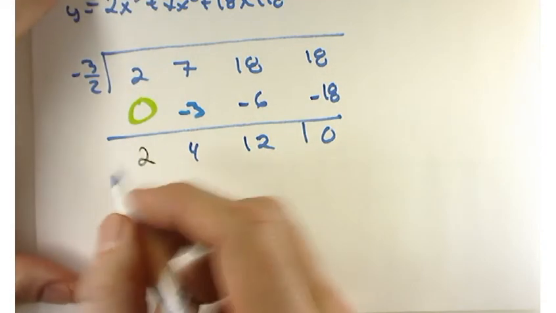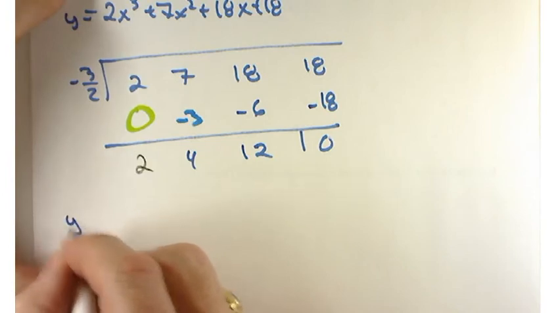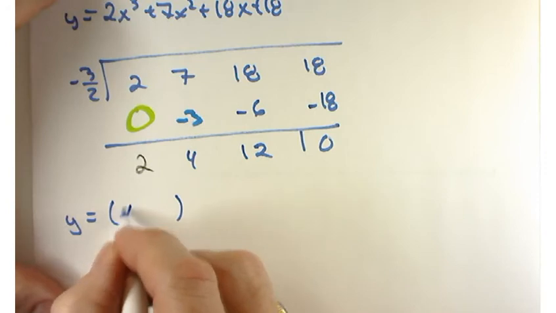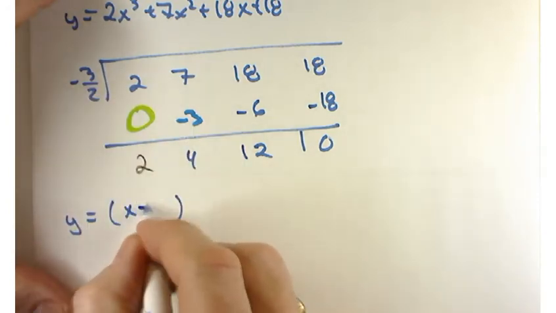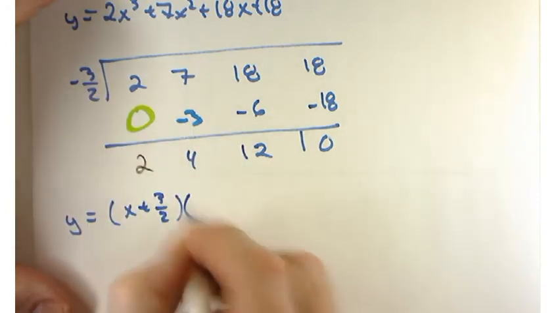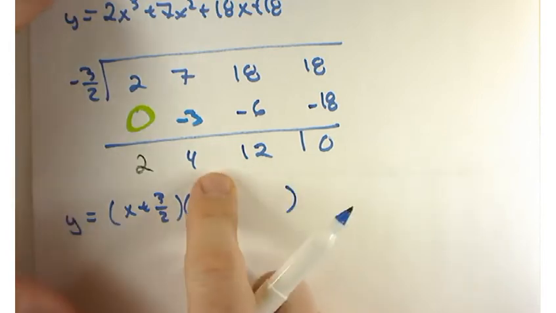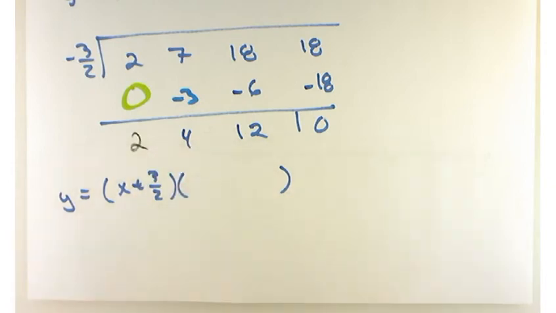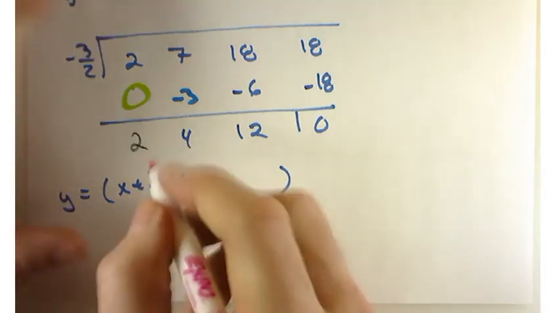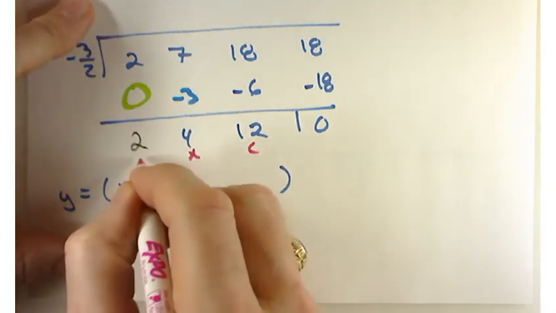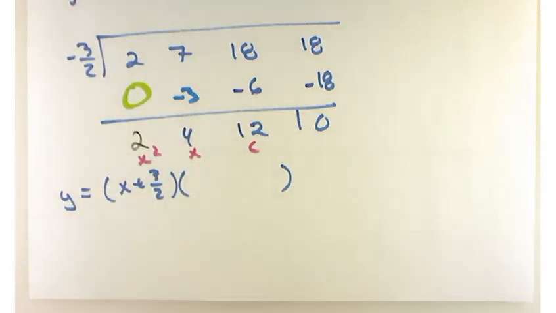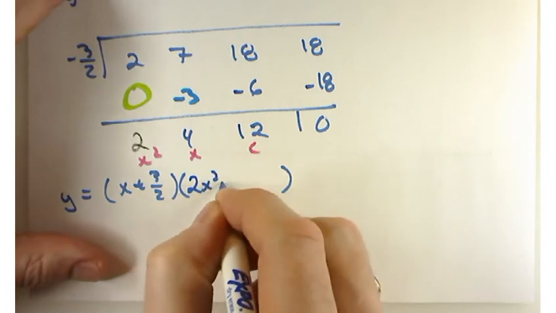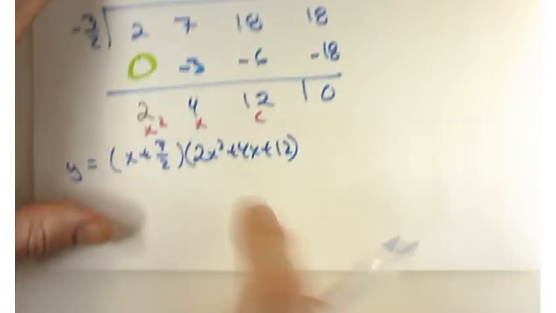It tells me my original polynomial y can be factored into x plus 3/2 times something else. Sarah, what's that something else? What's this? Perfect. So these are the coefficients of my polynomial. 2x squared plus 4x plus 12.